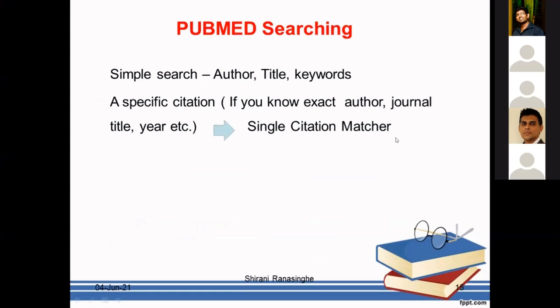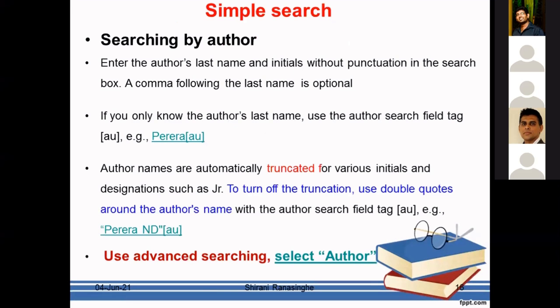So for simple search, you can use author, title, or words. If you know exactly about the author and the journal title or year, then you can use the single citation matcher. And searching by author.